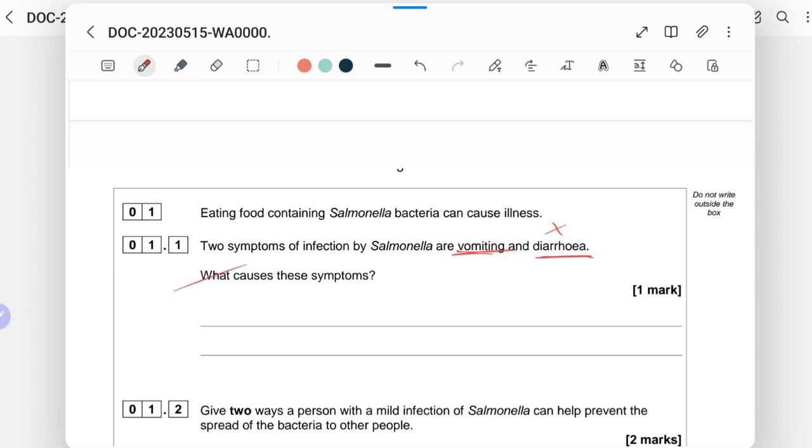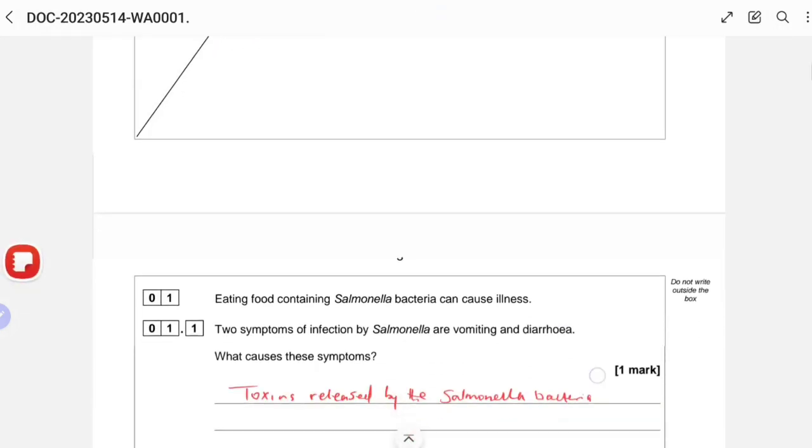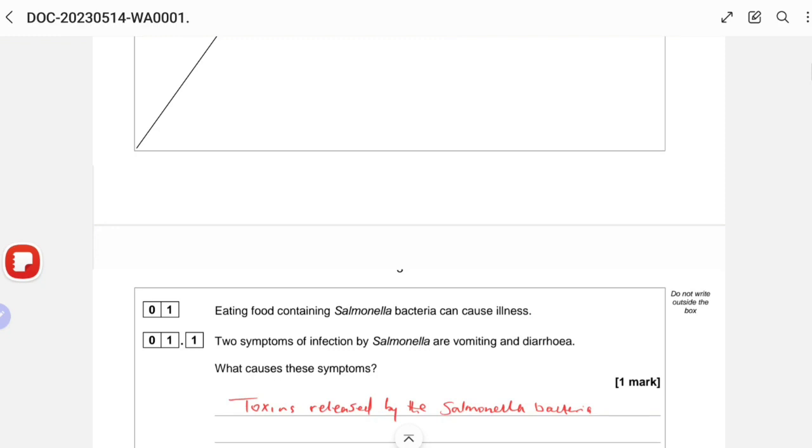So, what causes these symptoms we've mentioned? One word. You could write one word. That's correct, which is, you write toxins. If you just write toxins, you are correct. So, toxin released by the salmonella bacteria. But it's always good you write it this way, because there's a way GCSE likes to see the answer, so it's good you stick to that.